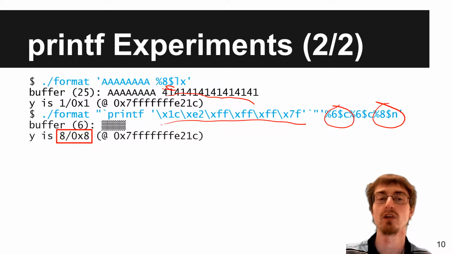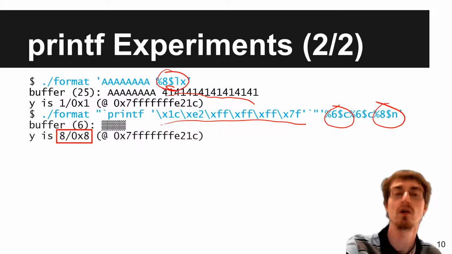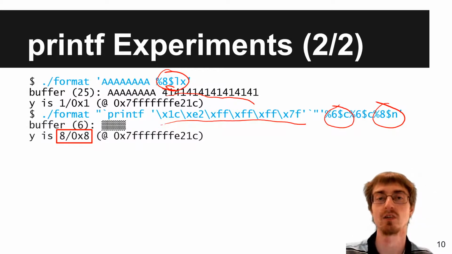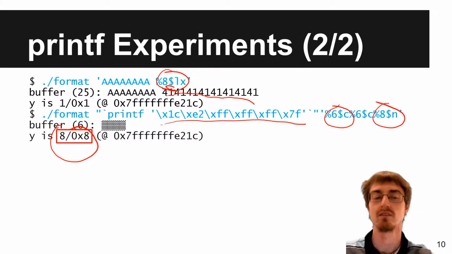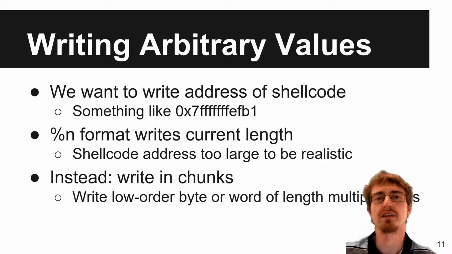%8$n. We're using format number 8, which we saw was the format actually at the very start of the string on the location on the stack, and use the %n format. So we're going to write the current length to the Y, which we can see is exactly what happens. So very nice. We're now able to write the length of the current string to a location that we can pick.